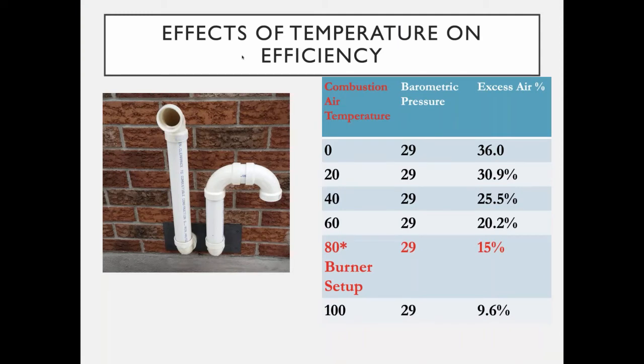Now we see a lot more of the condensing boilers and the condensing furnaces, which use PVC for combustion air. And one of the things that a lot of technicians forget about is how the density changes with air. The colder it gets, the more dense it is. Well, with that density there's more oxygen. So let's say we started a boiler and we set it up on an 80-degree day and the barometric pressure is 29, and we set it for 15% excess air.